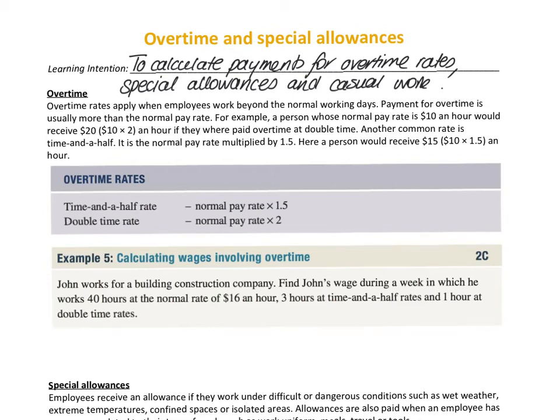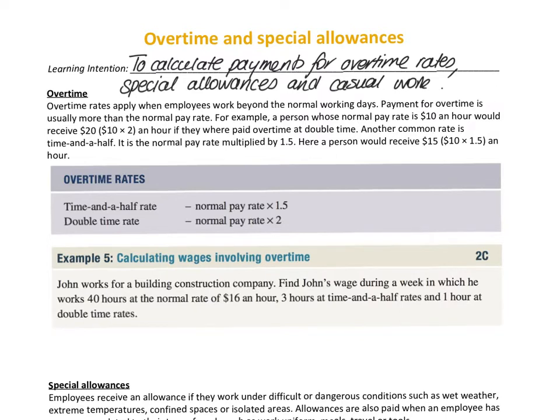Okay. So this lesson we're looking at overtime and special allowances. Your learning intention is to calculate payments for overtime rates, special allowances and casual work. Last exercise we were looking at things that were more associated with salaries. What we're looking at today is more common with wages.